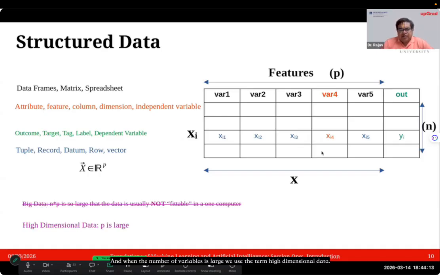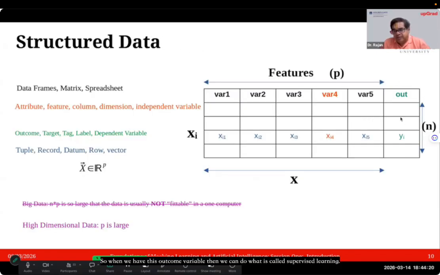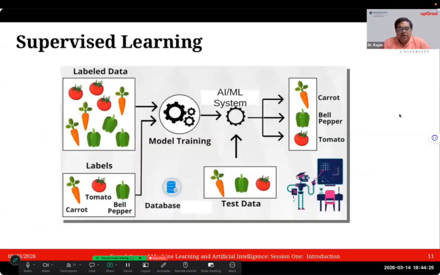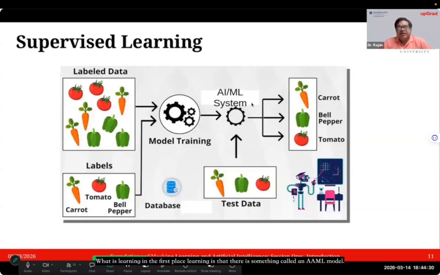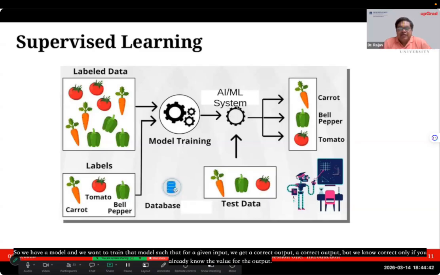And when the number of variables is large, we use the term high dimensional data. So when we have this outcome variable, then we can do what is called supervised learning. What happens in supervised learning? What is learning in the first place? Learning is that there is something called an AI/ML model. We have not seen what a model is fully yet. I think we had a small introduction to it. So we have a model, and we want to train that model such that for a given input, we get a correct output.